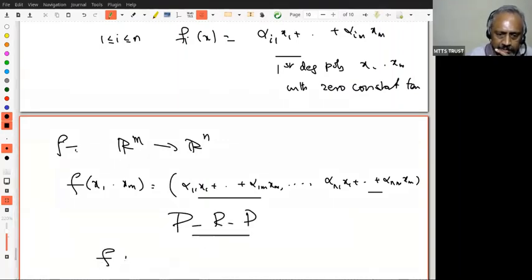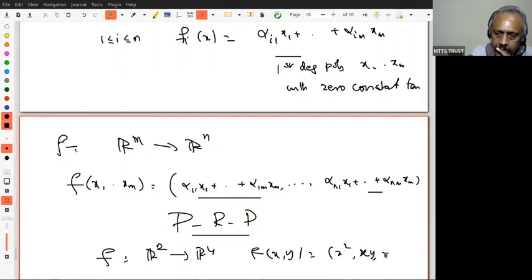In particular, if I say R2 to R4, if I give a map like this, f of x y equal to x squared, x y, x plus y, and so on, is it a linear map? No, because this is not a first degree polynomial. One of them is not a first degree polynomial, so it's not.